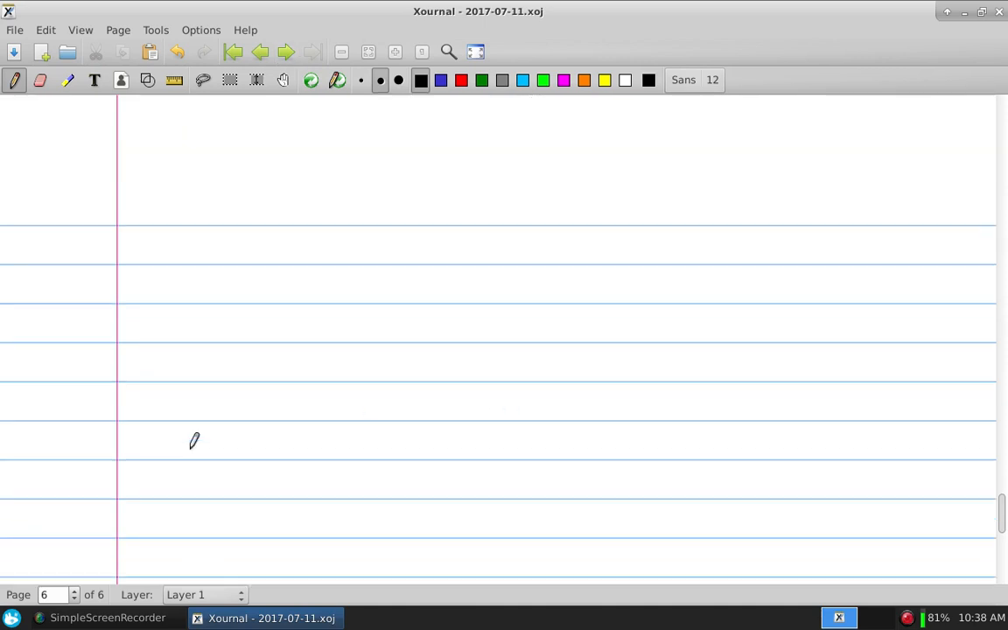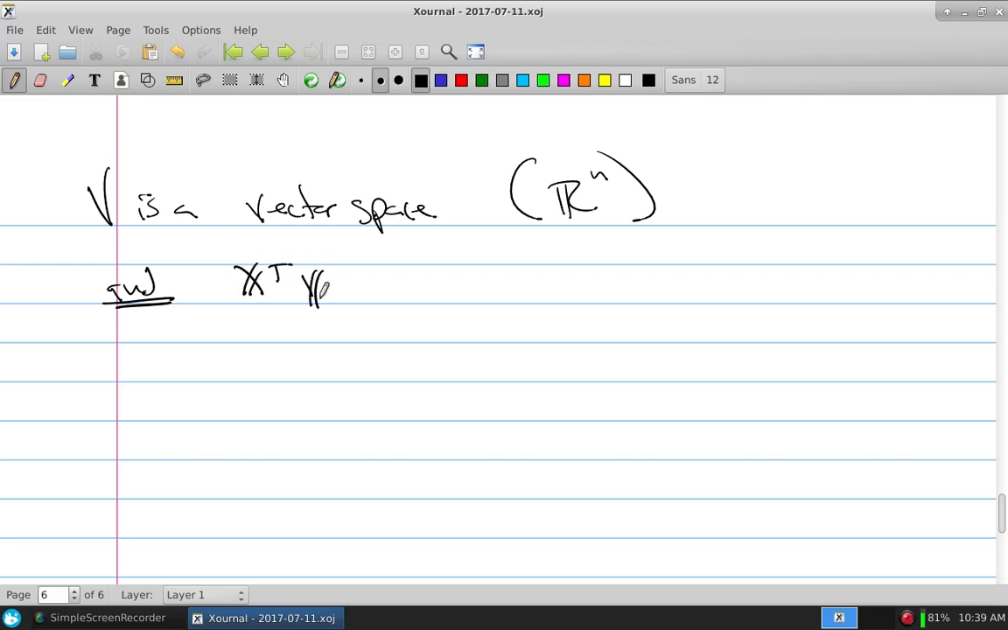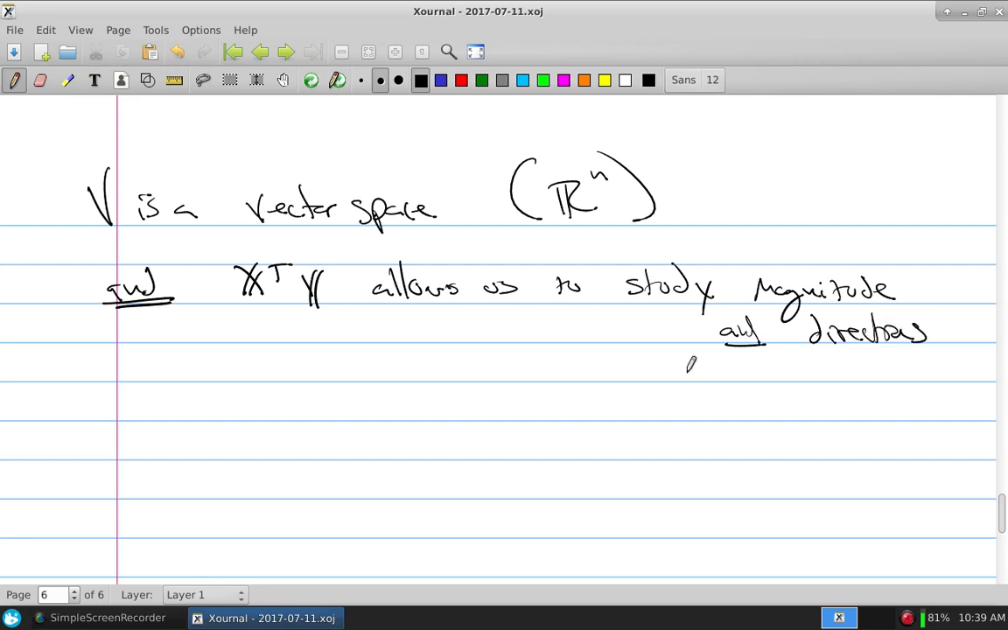All right. So V is a vector space. And say it's Rn, which is what we're looking at. And the scalar product allows us to study magnitude and directions within Rn. So I'm studying this internal structure of it.